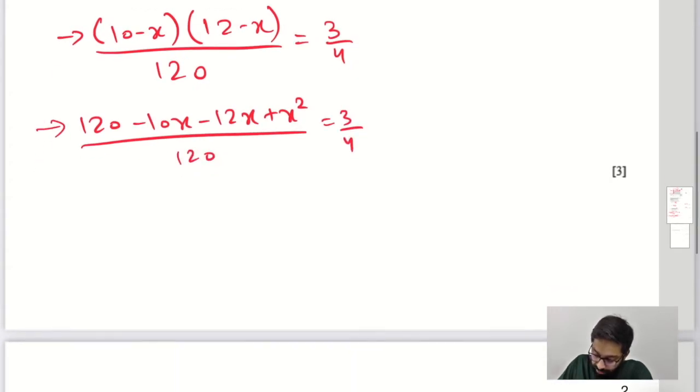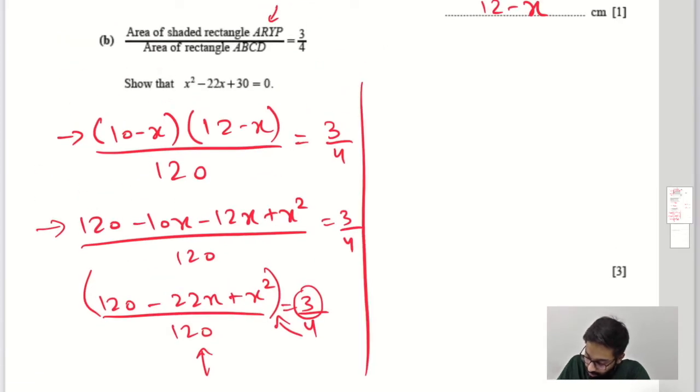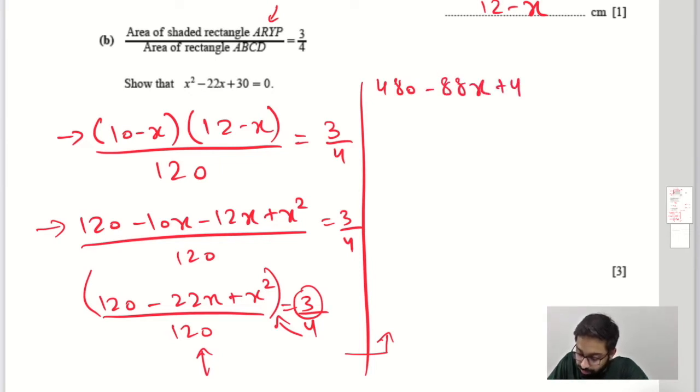Let's solve this first. Let's simplify this. So you get 120 minus 22x plus x square over 120. The next step is that you can cross multiply this. So this gets multiplied by 4 and 3 gets multiplied by 120. So let's write all of that on the right side over there. So 4 times 120 gives us 480 minus 4 times 22 gives us 88x, and 4 times x squared gives us 4x squared, and this is equal to 3 times 120, which gives us 360.